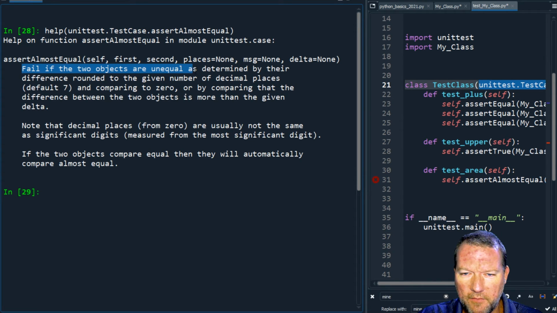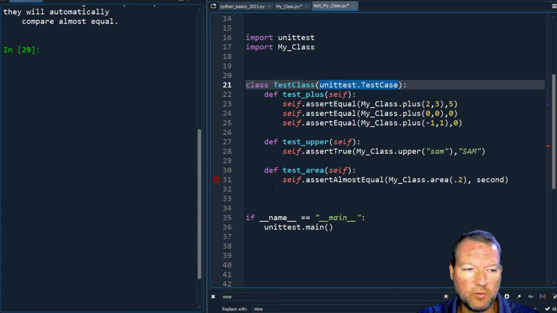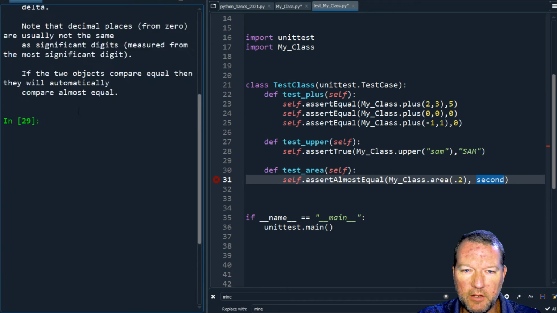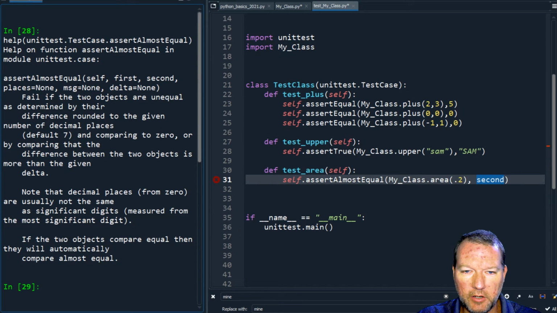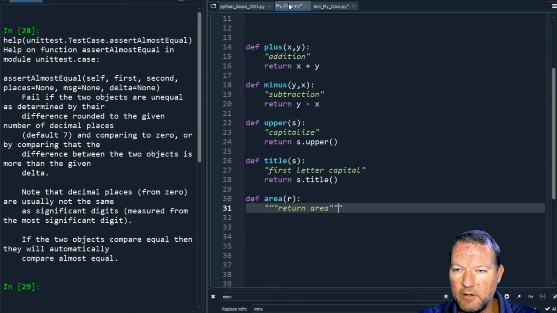Aha. Fail if two objects are unequal as determined by their difference rounded to the given number of decimal places. Okay, so we can have control over the placement. That is going to be extremely handy. So how about we check, and we use the default argument, places. Okay, let's keep that in mind. So places 0.1 here. Let's see what we need over here.